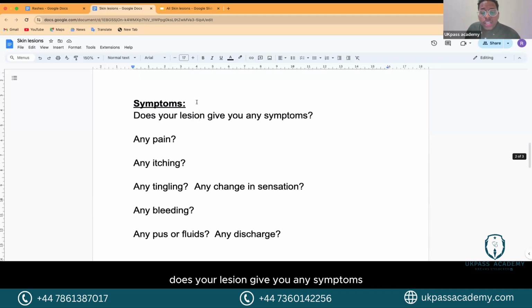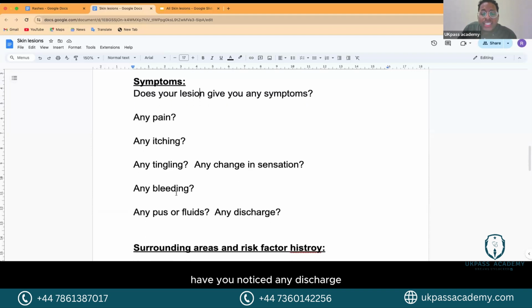Okay, does your lesion give you any symptoms? Do you get any pain, any itching, any tingling sensations, any bleeding at all? Have you noticed any discharge? So please take notice of the open-ended question before the closed-ended questions. This will manage your time effectively. Does the lesion give you any symptoms?